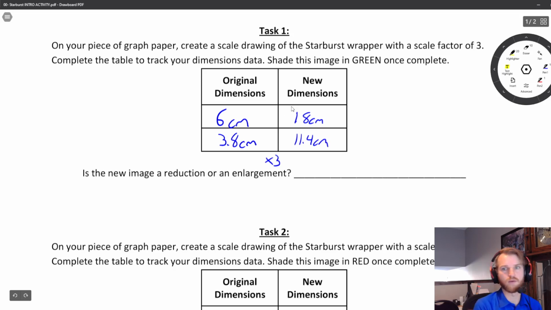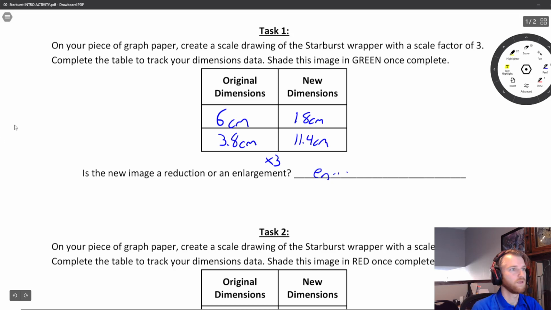Okay, so these are now our new dimensions. This is what we would draw to make a version that is 3 times larger, a scale factor of 3. It asks here if this new image that we're drawing is a reduction or an enlargement. A reduction just means it's getting smaller, and an enlargement means it's getting bigger, exactly what it sounds like. So in this case, if it's getting 3 times bigger, we would call this an enlargement. So I'd write enlargement here.